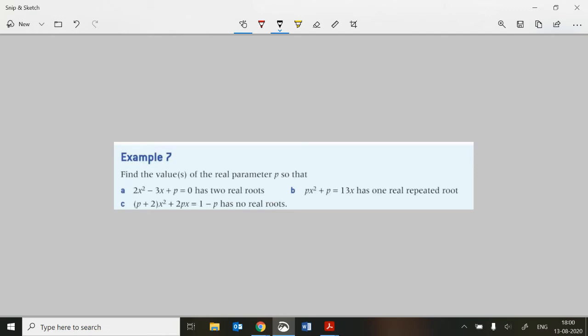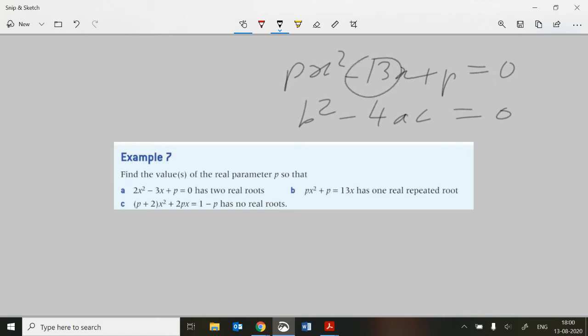Right, part B, this one here. This has one real repeated root. We're looking for the values of p that make that so. We've got p squared minus 13x plus p. This is our constant term at the end. This is our term which includes x, of course. So we've got it in the right order: ax squared plus bx plus c equal to 0. And now we can set up b squared minus 4ac. We're told it's got one repeated root, so equal to 0.